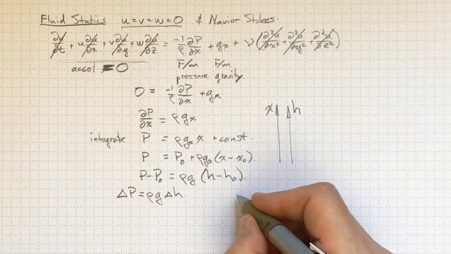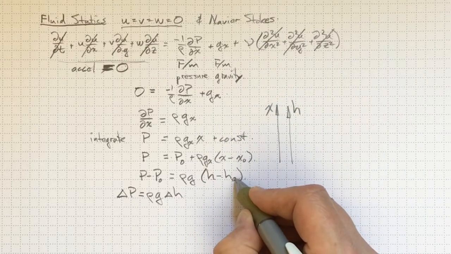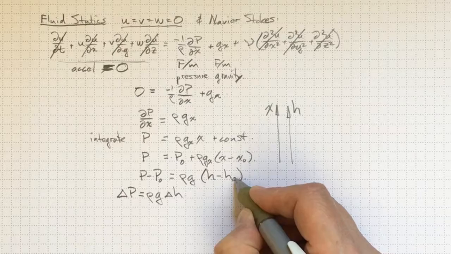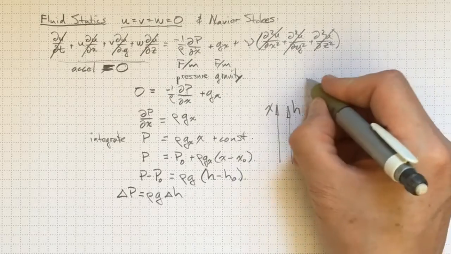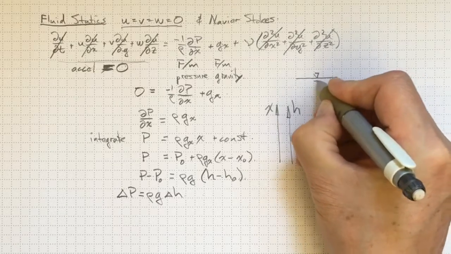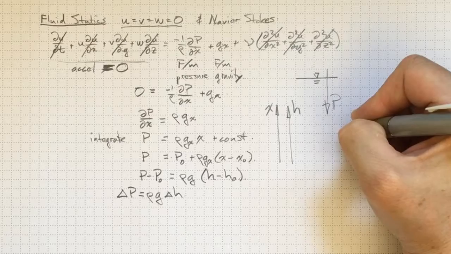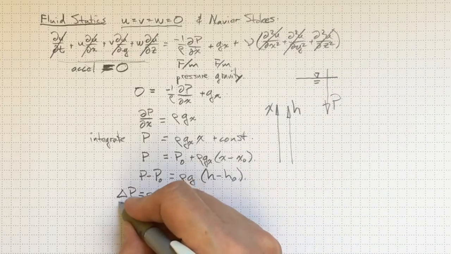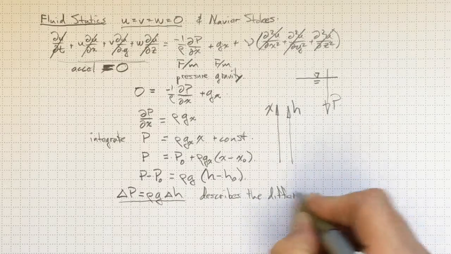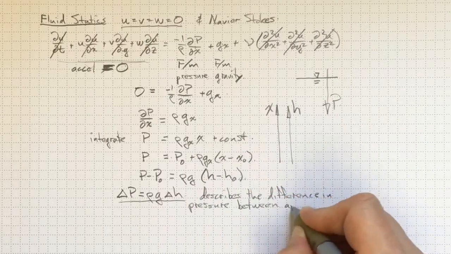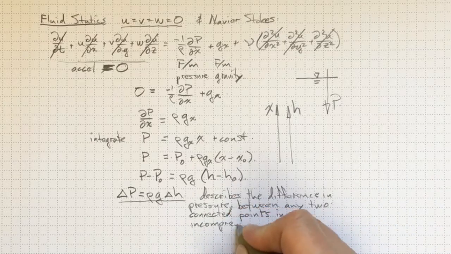If we follow the sign convention very carefully, then we can get this analysis to tell us which way the pressure is changing. But more importantly, we're going to remember that the pressure always increases as we go downwards under the water. That's the direction of increasing pressure. So we can say that this equation here describes the difference in pressure between any two connected points in an incompressible fluid that is not in motion.